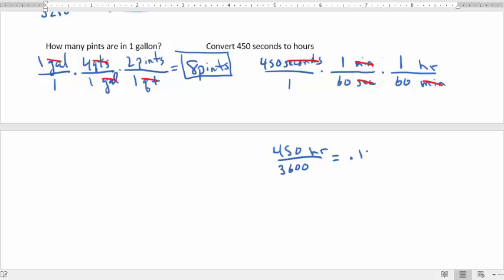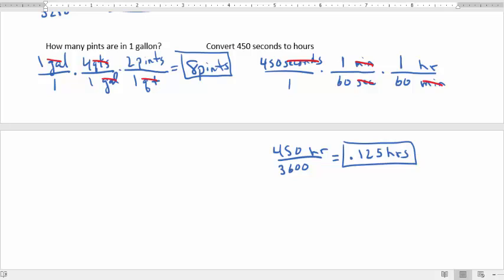So 0.125 hours. Okay, so 0.125 hours, that's what 450 seconds is. Which makes sense because 450 seconds isn't that long of a time, right? It's less than 10 minutes, I guess, right? Because 10 minutes would be 600 seconds. So 450 seconds is less than 10 minutes. So yeah, 0.125 hours.